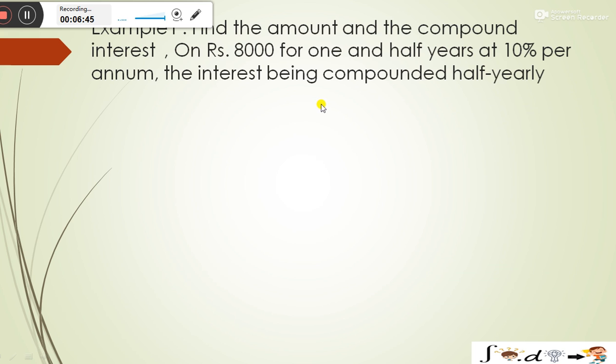And now, for example, we have: find the amount and the compound interest on rupees 8,000 for 1.5 years at 10% per annum, the interest being compounded half yearly. यानी कि हमने अमाउंट और कंपाउंड इंटरेस्ट दोनों फाइंड करने हैं.